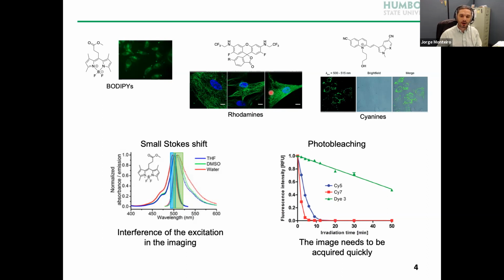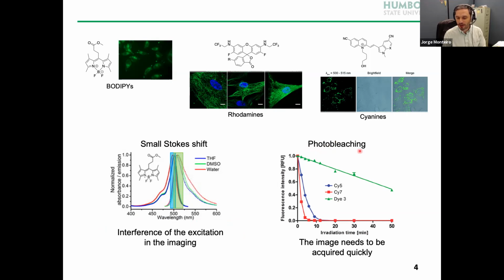However, there are two major problems with this class of compounds. The first one is a small Stokes shift. If we look at the peak of the absorption and the peak of the emission, they are very close together. That means if your laser is centered here, and of course your laser is broad, and your emission window is in this range, there is an overlap here that will interfere with the image. So that's the first problem.